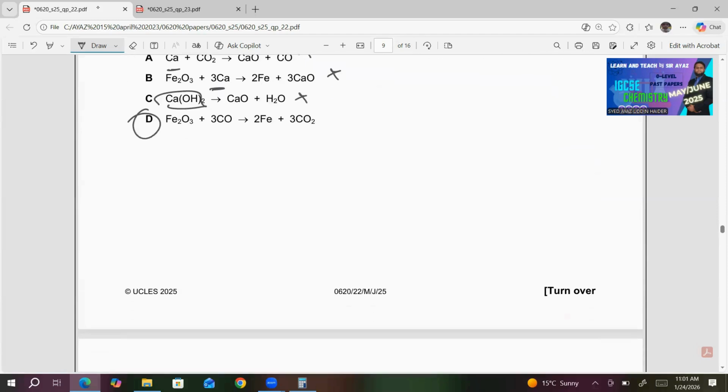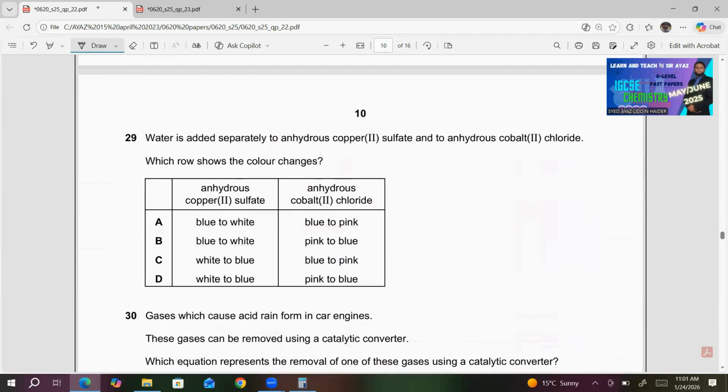29. Water is added separately to anhydrous copper(II) sulfate and to anhydrous cobalt(II) chloride. Which row shows the color change? Anhydrous copper sulfate is white and anhydrous cobalt(II) chloride is blue. If you add water, they become hydrated. Copper(II) sulfate will turn blue and anhydrous cobalt(II) chloride will turn pink. So C must be the right response. No need to look at the other statements.